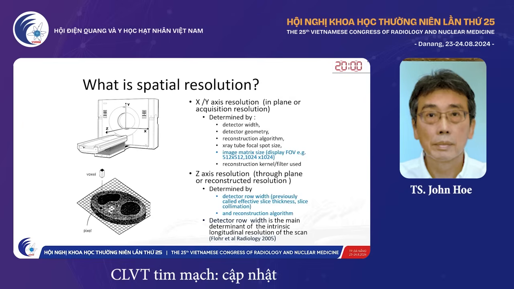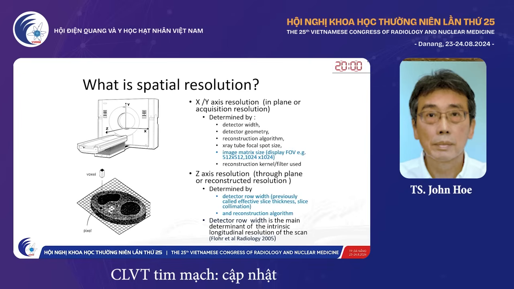Let's move to spatial resolution. Spatial resolution in the XY plane is what is called acquired spatial resolution, is determined by detector width, detector geometry, X-ray focal spot size, and the display FOV, or image matrix size, which is usually 512 by 512, but these days 1024 by 1024 is available.